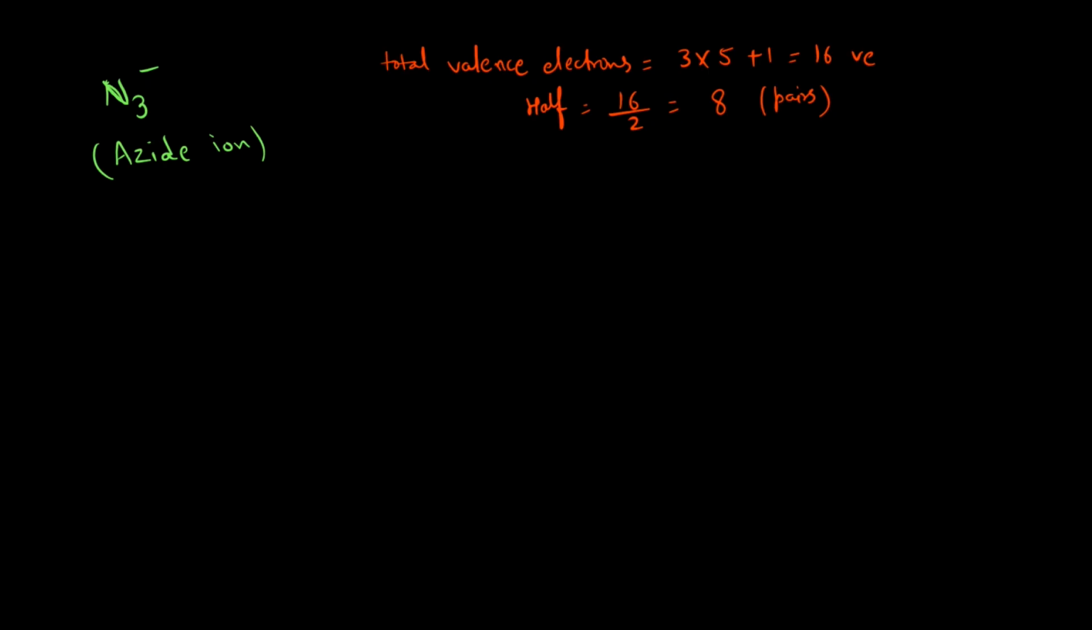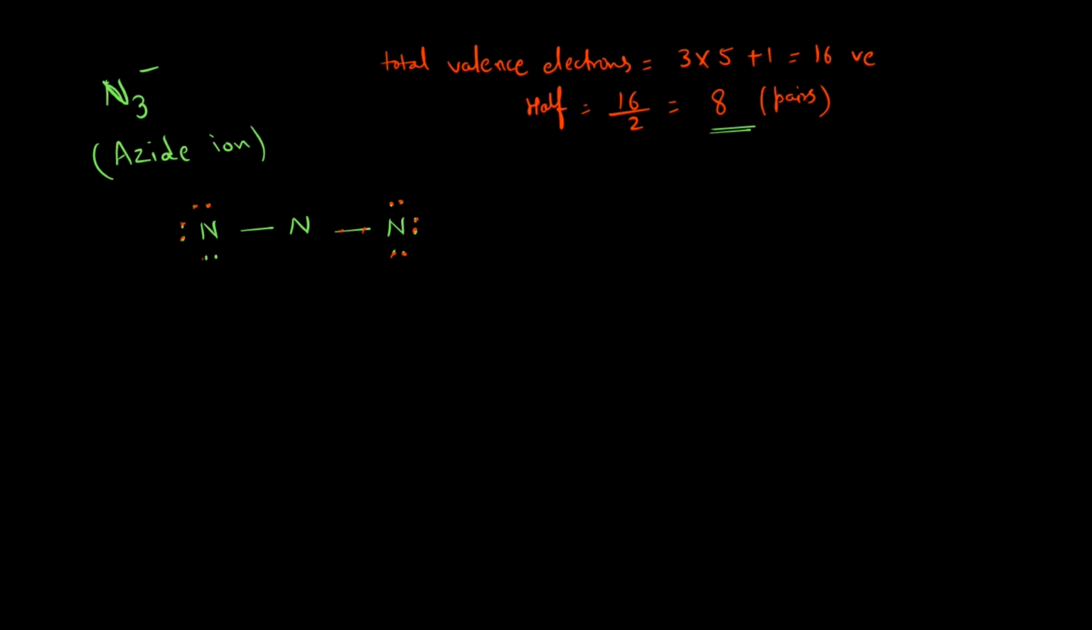Since we have three nitrogen atoms, we consider one nitrogen as the central atom and the other two as peripheral atoms. Then we start counting the pairs: 1, 2, 3, 4, 5, 6, 7, 8. All 8 pairs have been placed. Now we check the octets. The peripheral atom has 8 electrons, so we have completed the octet of the peripheral atoms.